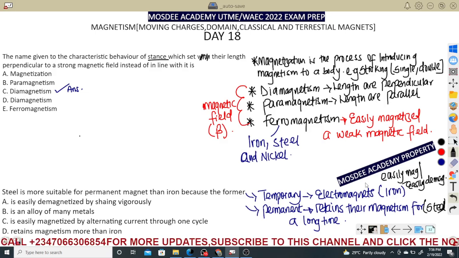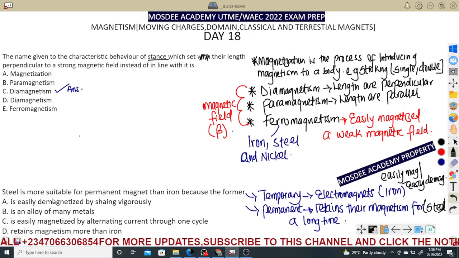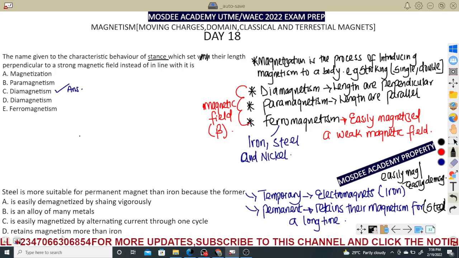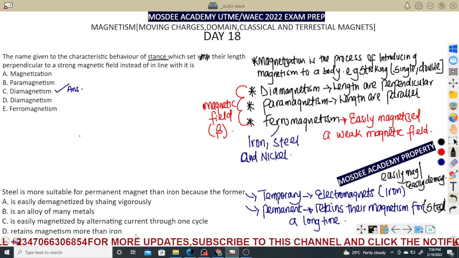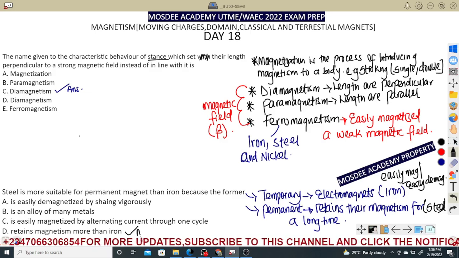Easily magnetize and as well easily demagnetize. I think I've answered that question. Now the question is, why is steel used for permanent magnets? Because steel retains magnetism more than iron. Steel is an alloy, so definitely it will retain more magnetism. So this is the answer to this question.